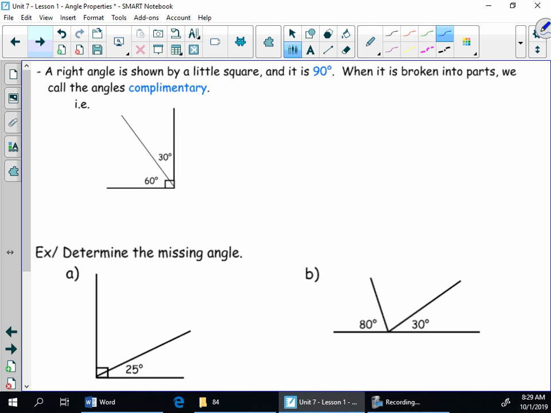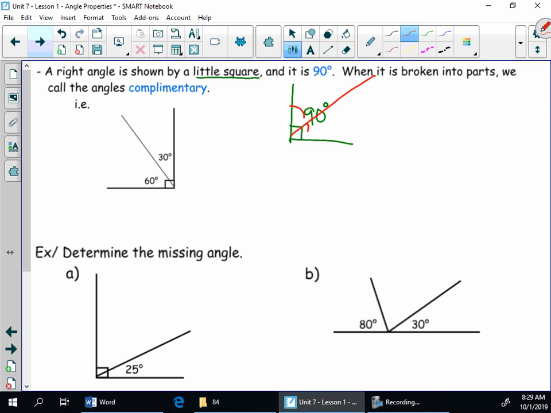Property number two. If you have a right angle, shown by that little box, we've talked about the little square, right? That's what we did with Pythagoras. We had to look for that box. Well, we know this little box always means 90 degrees. So if you're to break that box into parts, like this, you got one part, two parts. What do we know about those two parts? They have to add up to 90 degrees.